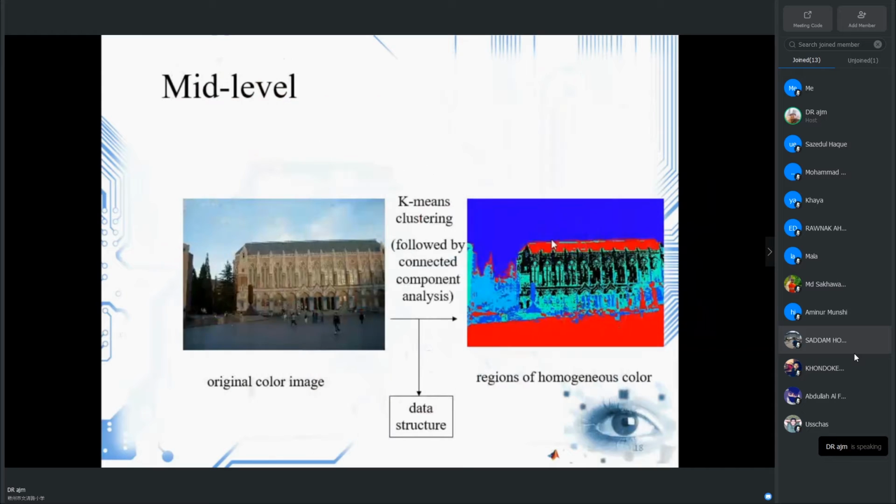With the mid-level, suppose the original image is something like this. With the help of data structures and some methods like k-means clustering, followed by connected components analysis, you can find regions of homogeneous color, and maybe you can highlight the object. Suppose my target object is the building that you can see in this figure. I can highlight it easily with this, and then it will be more informative.